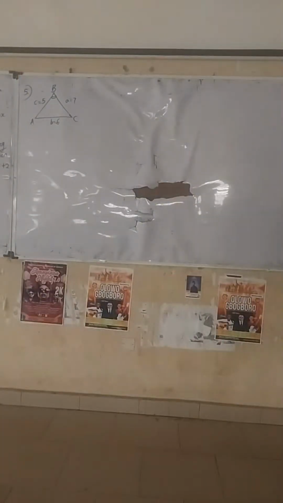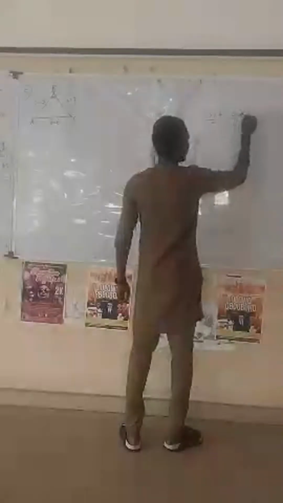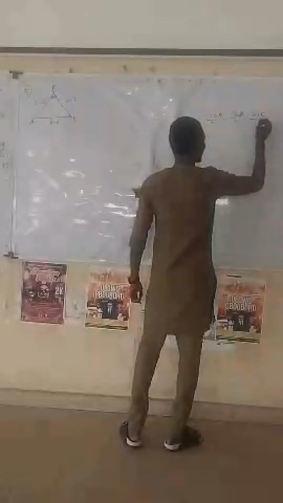This type of question is not a right angle triangle. What law do we use in this type of question? Which law? We have the sine rule and we have the cosine rule, right? What's the sine rule? Sine A over a equals sine B over b equals sine C over c. This one is the sine rule.